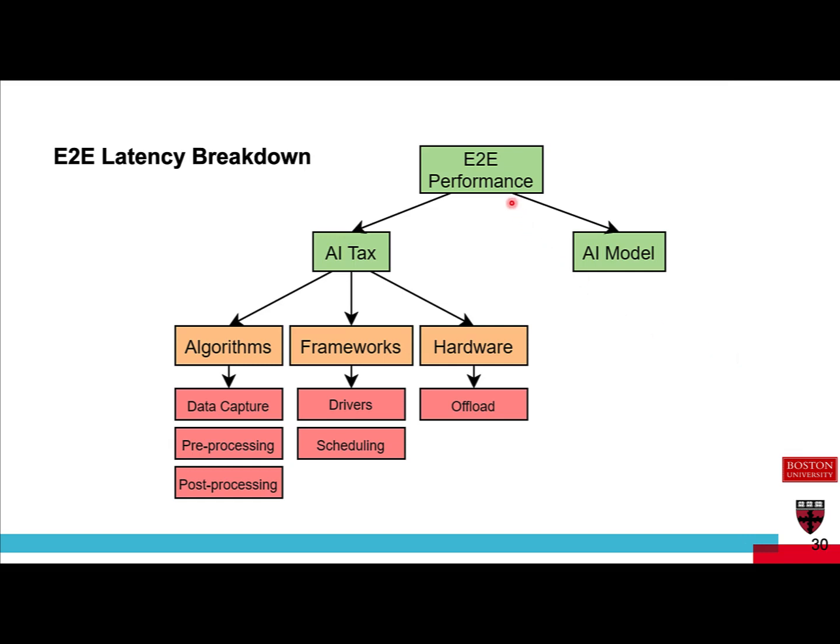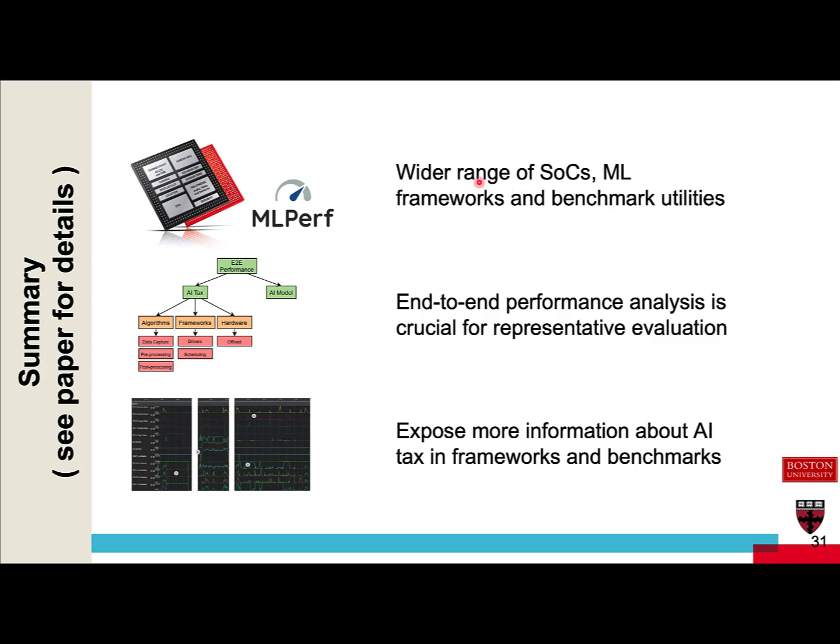In effect, what this AI tax is telling us is there are several sources of overhead that we have to be careful of when we're measuring the end-to-end performance of AI applications. So in summary, there are many different SoCs, frameworks, and benchmark utilities out there in order to measure performance. However, it is important to measure the end-to-end performance and not just the model performance. Moreover, there is a real need for deeper introspection tools that allow us to gain insights as to what's actually going on underneath the hood. And with that said, I encourage you to see the paper for additional details.